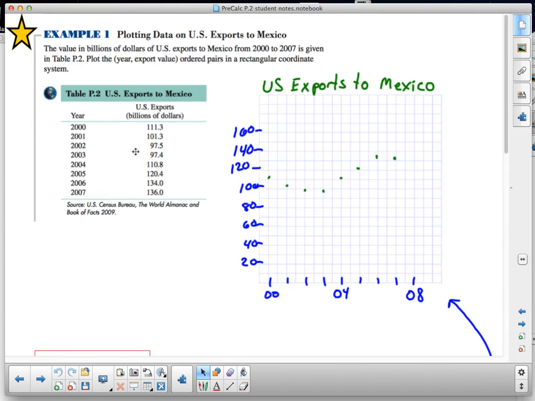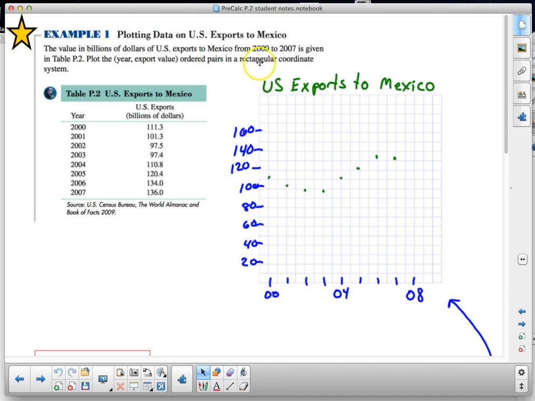Now let's look at an example. We've got some data plotting. Keep in mind this is all in quadrant 1. The value in billions of dollars of U.S. exports to Mexico from 2000 to 2007 is given in the table, P2. Plot the year and export value. I've got my export values here, and these are the years.